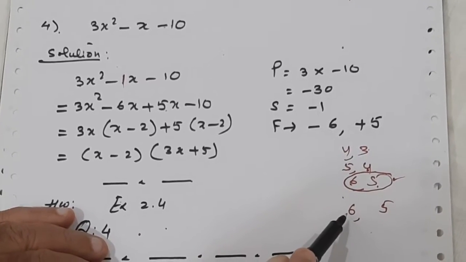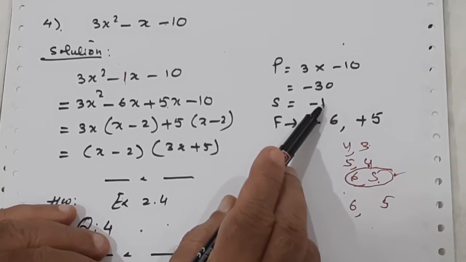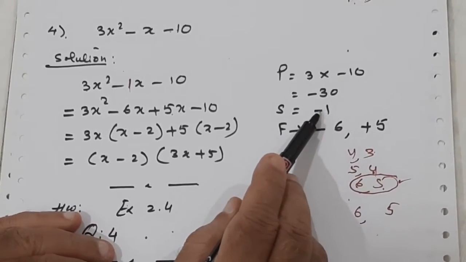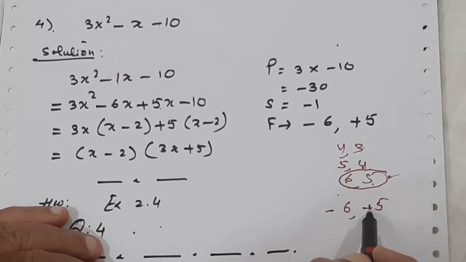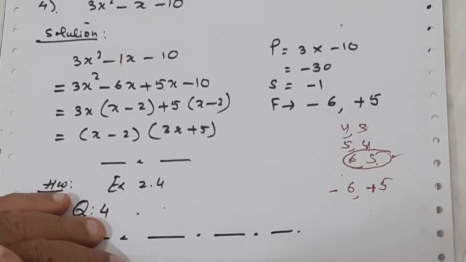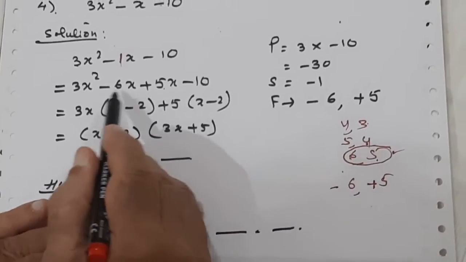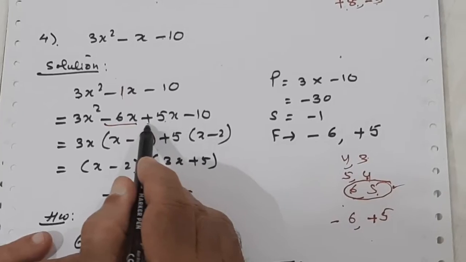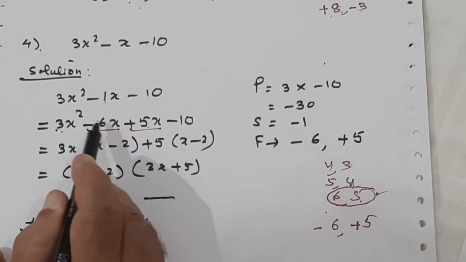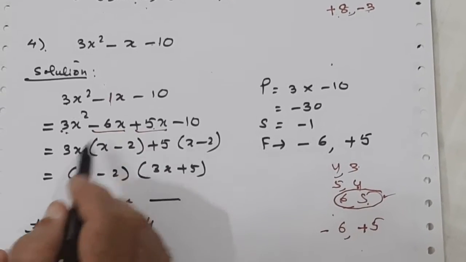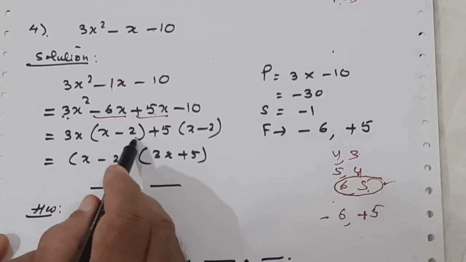The greater number will have the sign of the middle term. So what is the sign of the sum? Minus. So therefore minus 6 and plus 5. That is the system. So take minus 6x and plus 5x by splitting. Take 3 common now. 3 times 1 is 3, 3 times 2 is 6. So 3 is common, x is always common. So 3x, x minus 2.